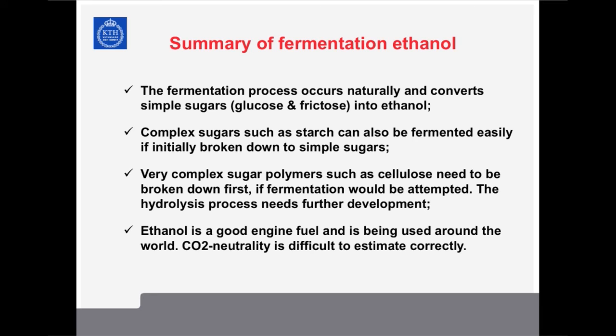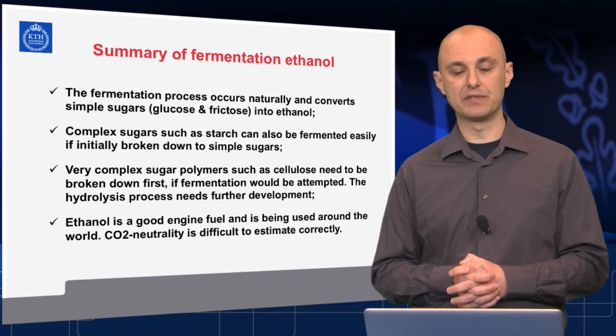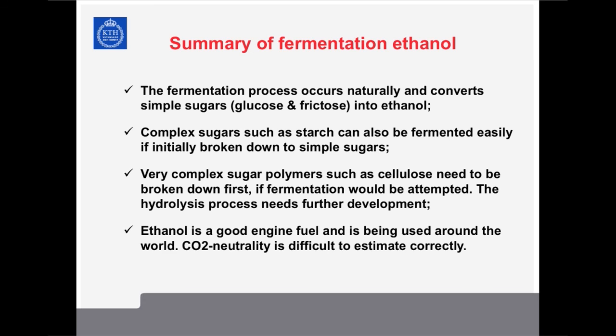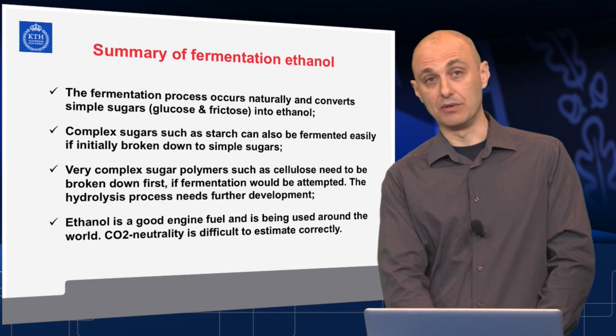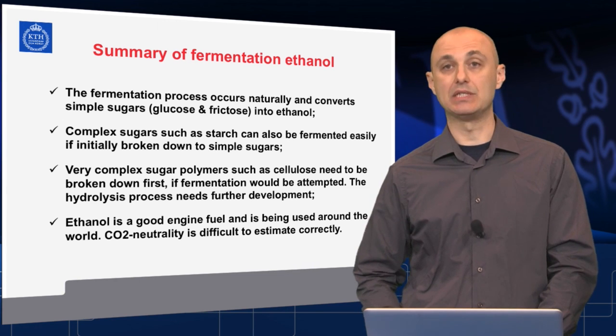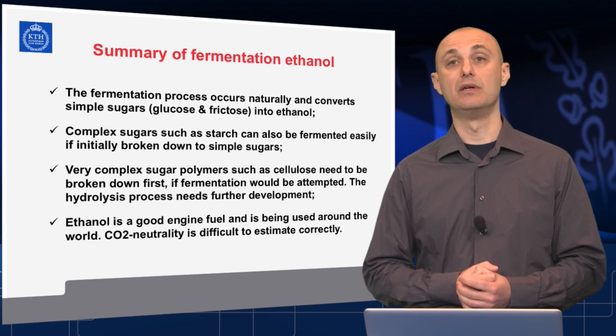The fermentation process occurs naturally and converts simple sugars into ethanol. Complex sugars, like starch, can also be fermented by first breaking them down into simple sugars. Very complex sugar chains like the polymer chains of cellulose can also be broken down into simple sugars, but it is very difficult. And those processes need to be developed further if second generation wood-based ethanol, for example, is to be the promise for the future.